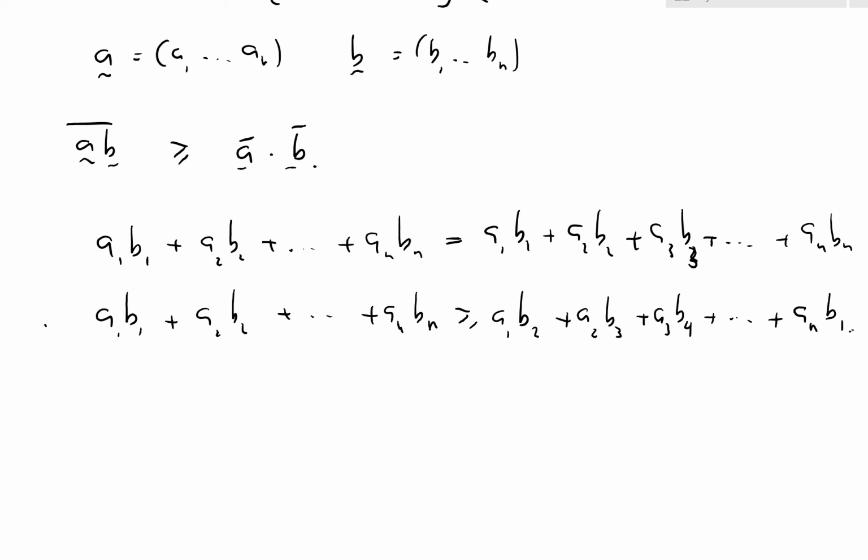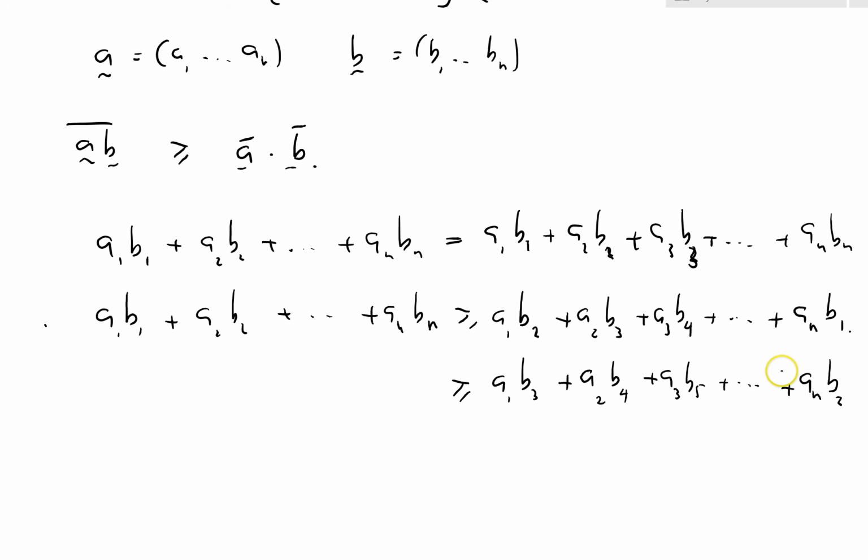So all I've done is keep the a's in the same place, but the b's have swapped round. That b1 has gone right to the end, and I've replaced that b1 with a b2. That b2 is now b3, b3 is b4, and so forth. So the left-hand side is still the same. So it's greater than or equal to a1b3 plus a2b4 plus a3b5 plus ... plus anb2.